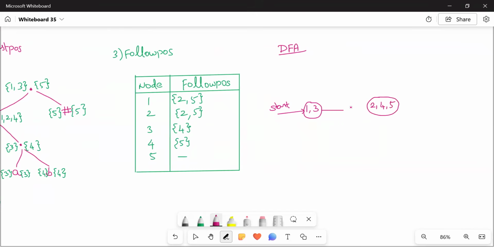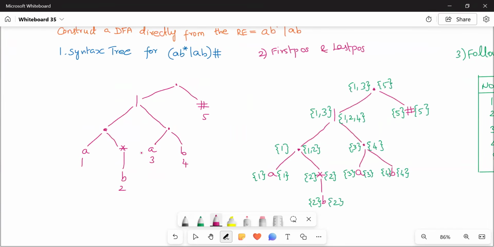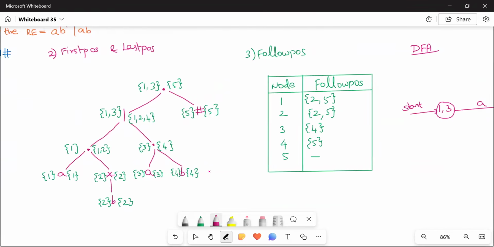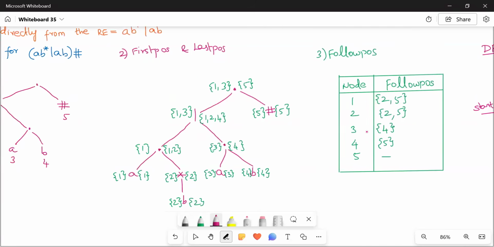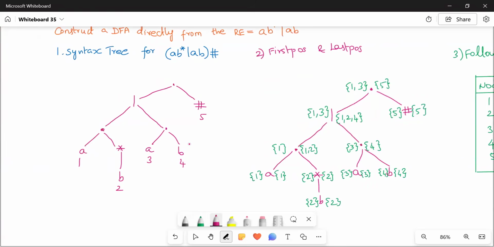From 1 and 3, A goes to 2, 4, 5. Then in 1 and 3, there is no B, so there is no transition from 1 and 3 on B. It means that it is going to the dead state. If we want, we can construct a dead state, or we can leave it as it is. Then in 2, 4, 5, there is no A, so there is no transition on A, or we can draw it to the dead state. It's your wish.